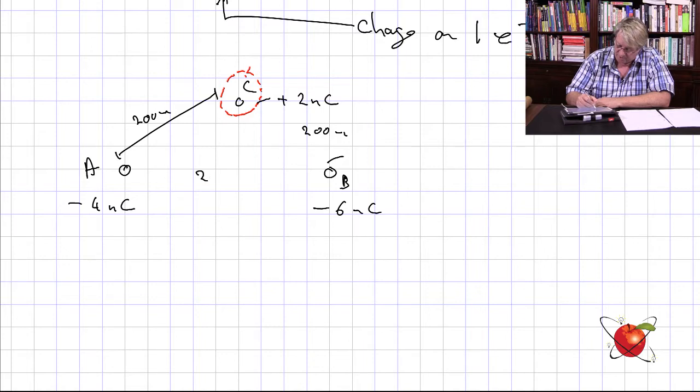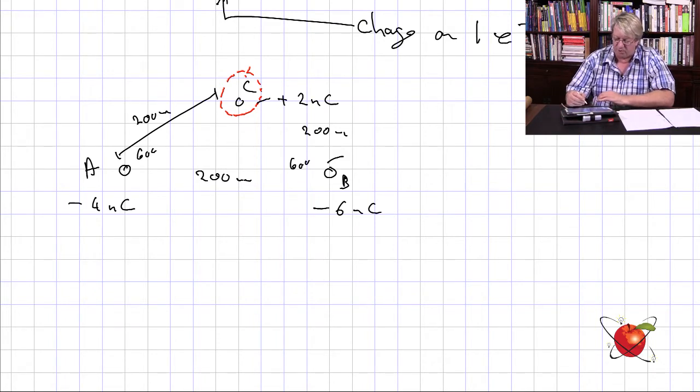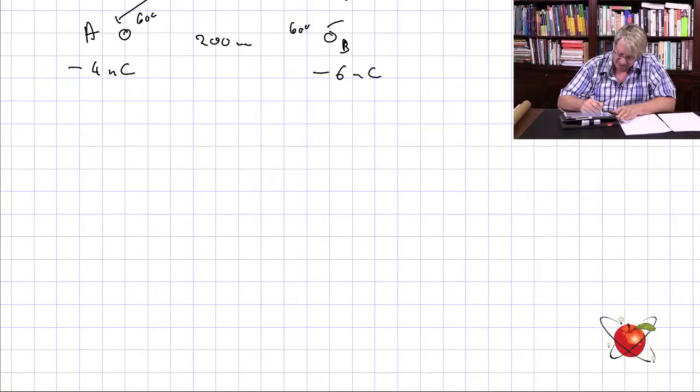And this is 200 mil apart, right? Like that. You can see straight away it's an equilateral triangle, so we're going to have angles of 60 degrees, which we'll get to in a second. Now, the way to do this is, first of all, look at what is happening between A and C. So ignore B for the moment. We're only interested in A and C. There. So we've got 200 mil.